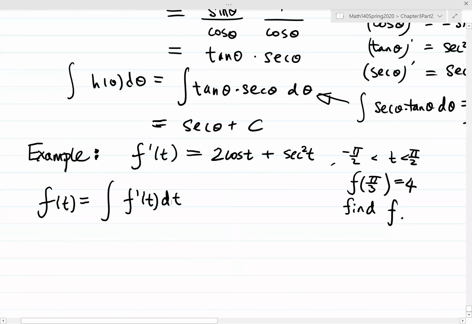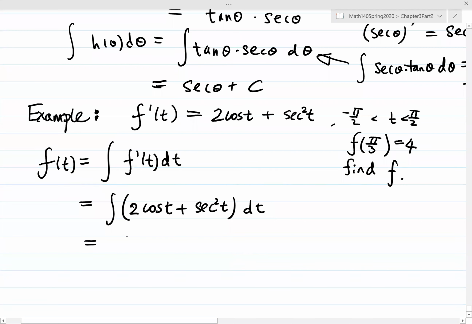Then, this will be the integral of 2 cosine of t plus secant squared of t dt. And then we can use the linear property so that we can distribute. The coefficient 2, you can factor out. So you get 2 times the integral of cosine of t dt plus the integral of secant squared of t dt.